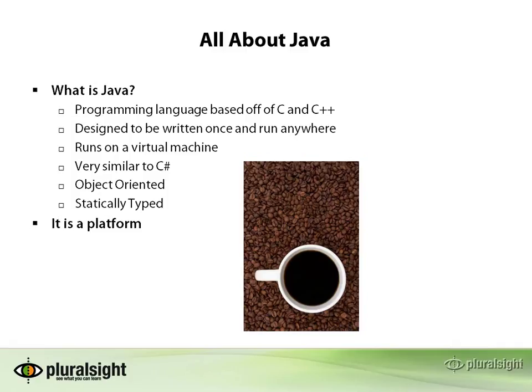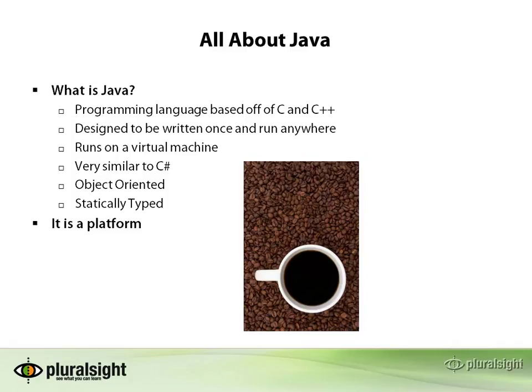So let's talk about Java. Well, what is this Java programming language? It was initially based off of C and C++. If you start to look at the syntax and the Java source code, you'll notice that Java looks a lot like C or C++. It's very similar in a lot of the constructs, a lot of the way that you program it is very similar.